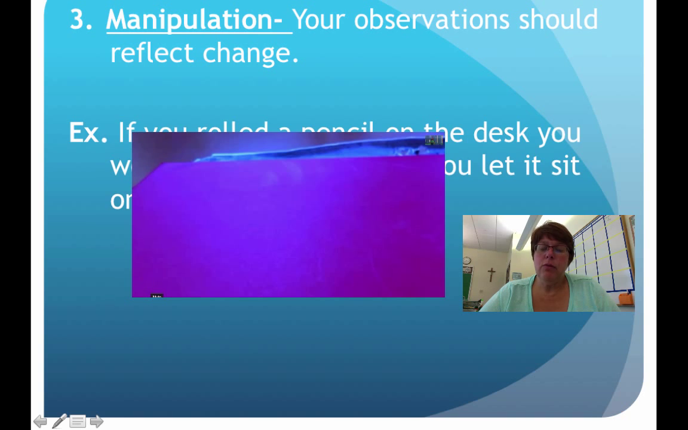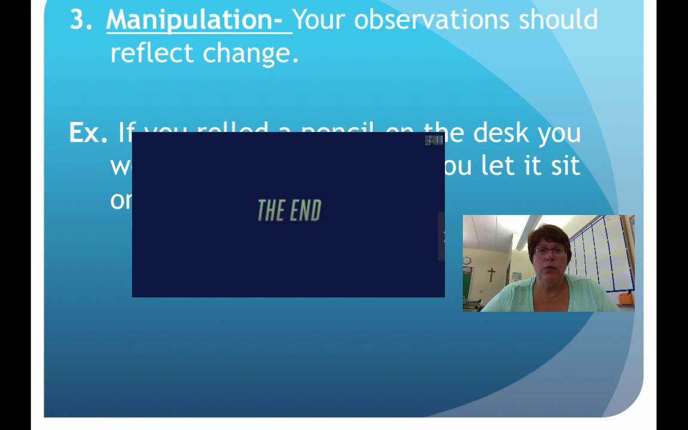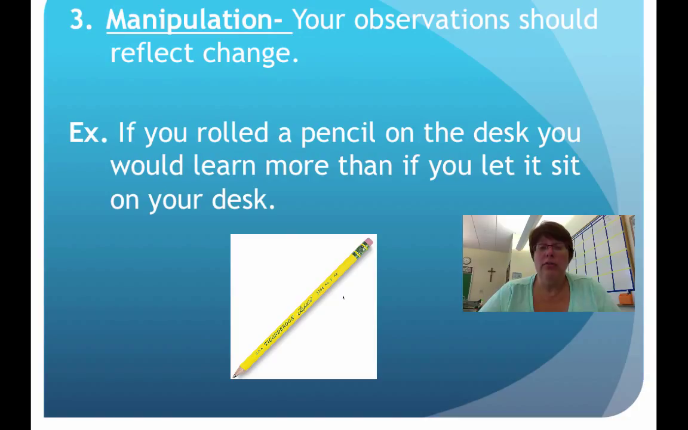For example, if you rolled a pencil on a desk, you would learn more about it than if you just let it sit still. You would know that it rolls. What if you dropped the item from the table? Would it bounce? Would it break into lots of different pieces? What would happen if you looked at the top or the bottom or the side? Do all the parts of the item look exactly the same? Probably not. So you need to make sure that you're looking at all different angles and you write down everything that you see when you are writing down observations.